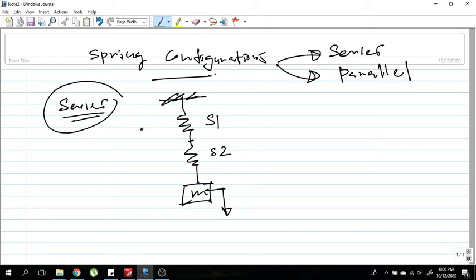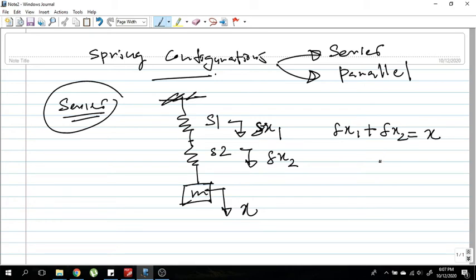So in series configuration, how to identify a series configuration? In a series configuration, if the deflection of the system is x, let's say the deflection of the mass is x, then it is equal to the addition of individual deflections in each spring. For example, if the deflection of the first spring is delta x1 and the deflection of the second spring is delta x2, the addition of these two deflections would be equal to the deflection of the system.